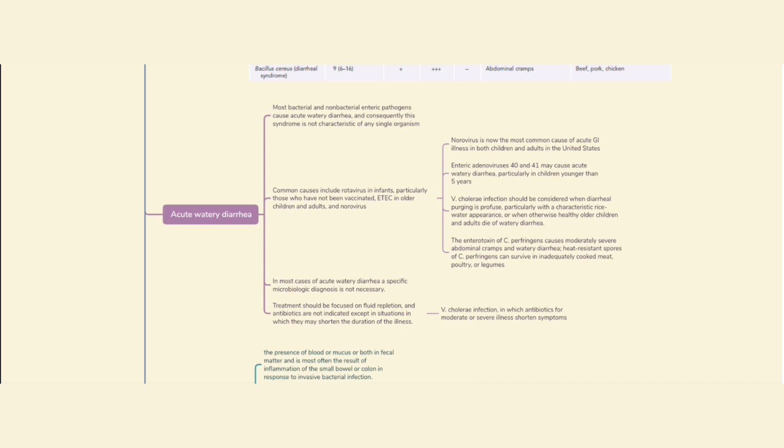Another type of organism that causes this diarrheal infection with no fever is the enterotoxin of Clostridium perfringens. It causes moderate to severe abdominal cramps and watery diarrhea. The heat-resistant spores of Clostridium perfringens can survive in cooked meat for long times. That's why we should think about it.